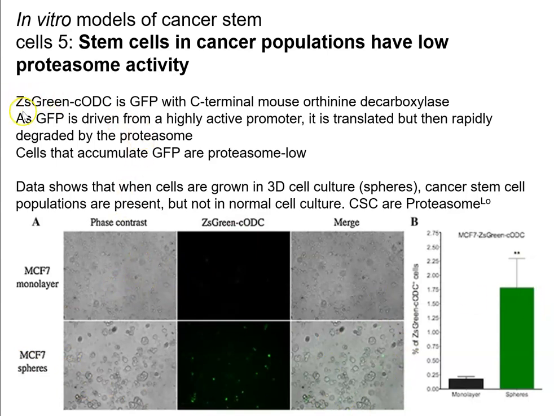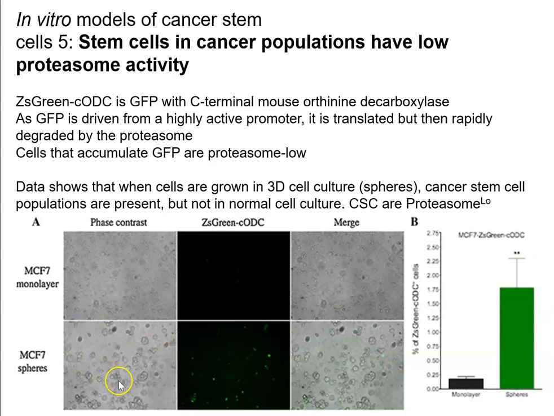What has been done here, and we've done exactly the same thing, is using a green fluorescent protein linked to mouse ornithine decarboxylase protein, and this mouse ornithine decarboxylase is rapidly degraded by the proteasome. So if you've got GFP linked to a protein that is degraded by the proteasome, your GFP gets degraded by the proteasome as well. And if we grow cells in standard monolayer culture, you don't see any green colour. And we've seen exactly the same thing in our model systems.